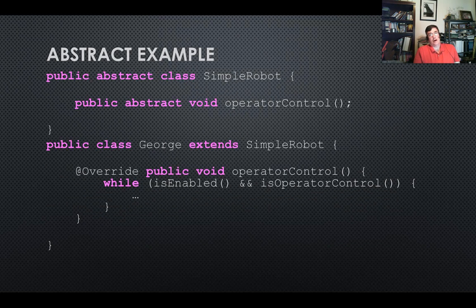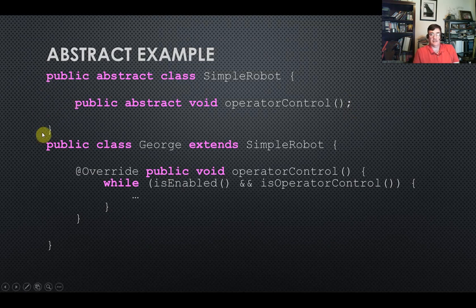So here's an example of abstraction in operation. I have a class, SimpleRobot. SimpleRobot is an abstract class because I put that abstract keyword on the class. That means it contains at least one abstract method. So here is that abstract method. I've declared a method, operatorControl, returns void, and it's abstract. That abstract means I end the declaration with a semicolon. I do not end it with an open and close curly brace and a bunch of statements inside the Java block. So that's the end of my class.